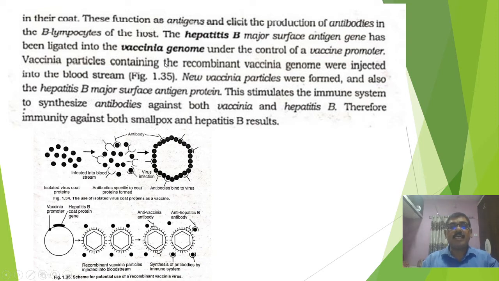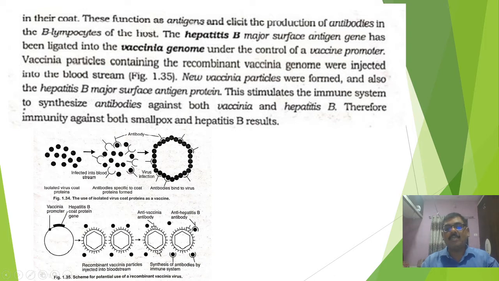This is ligated into the vaccinia genome under the control of the vaccinia promoter, and vaccinia particles containing the recombinant vaccinia genome are injected into the bloodstream. New vaccinia particles are formed, and also the hepatitis B major surface antigen protein, and this stimulates the immune system to synthesize antibodies against both vaccinia and hepatitis B.